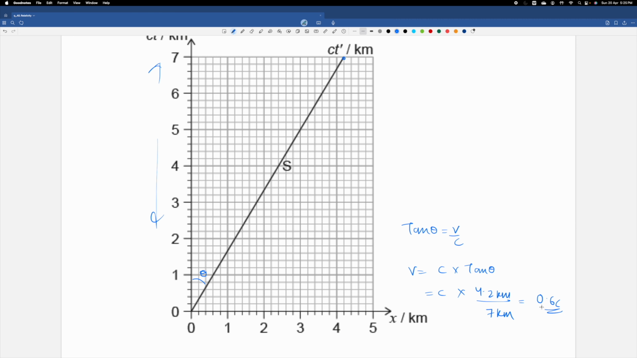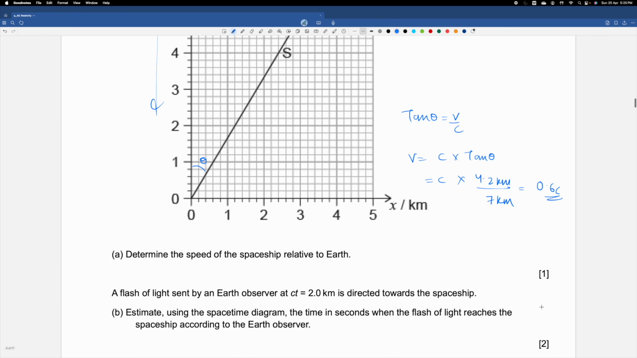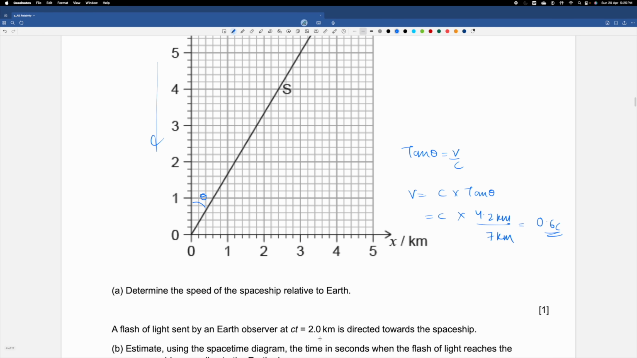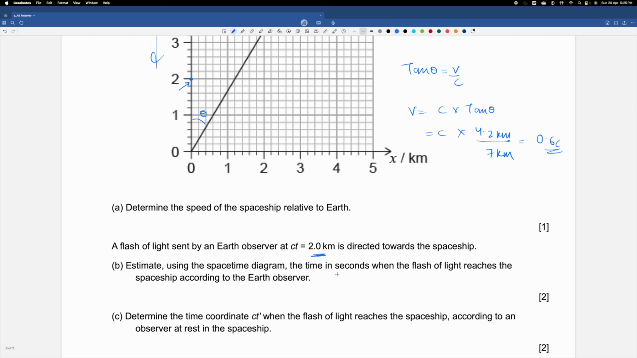0.6c. Next, a flash of light sent by an Earth observer at CT equals 2 kilometers is directed towards a spaceship. So you can see that the light is sent when CT is 2 kilometers, right? From here, the light is sent towards a spaceship. Estimate using a space-time diagram the time in seconds when the flash of light reaches the spaceship according to the Earth observer.